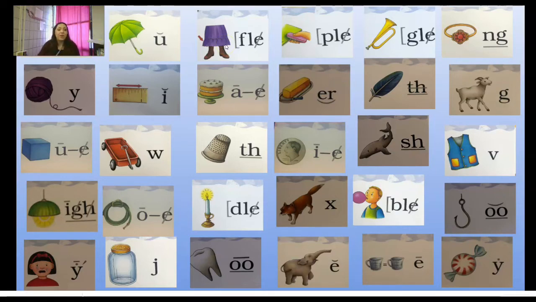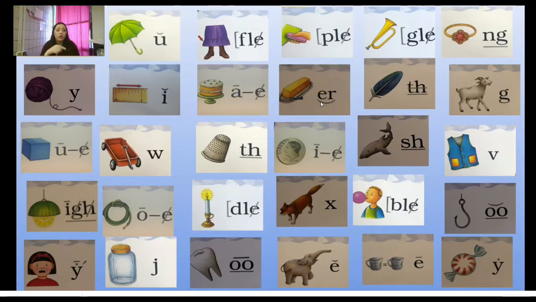Final syllable, PLE. Staple, pull. Final syllable, PLE. Bugle, ghoul. Final syllable, GLE. Ring, ng. Digraph NG. Yarn, Y. Y. Inch, I. Cake, A. A consonant E.